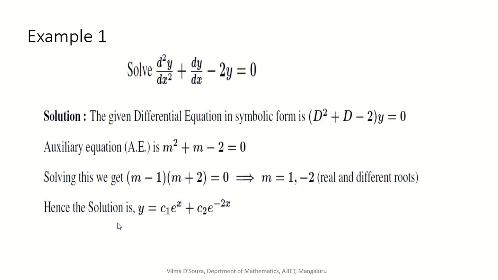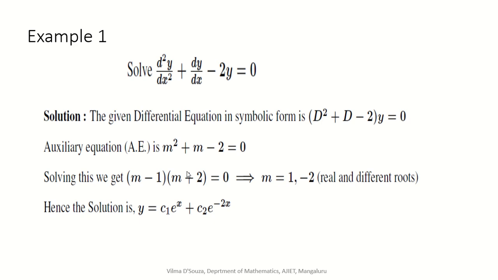So how do you write down the solution? y is equal to, corresponding to the root m = 1, your term is c1 e^x, that is c1 e to the power m1 x. m1 is 1 here, so c1 e^x. Corresponding to -2, plus c2 e^(-2x).